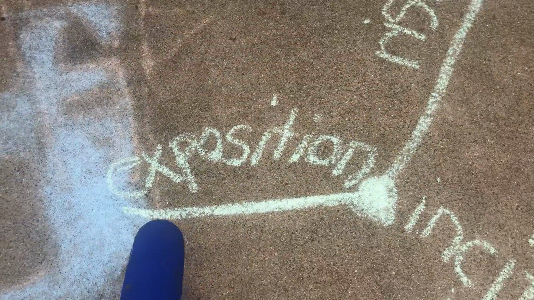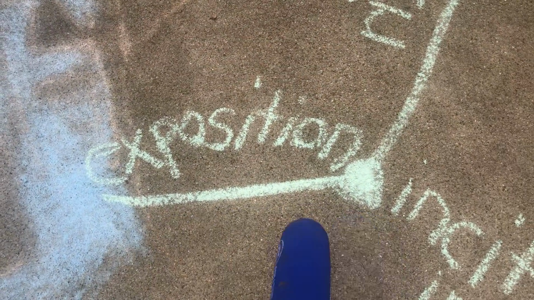So first, authors usually start with the exposition, and the exposition has a flat line on purpose because there isn't any action happening. So the story is just kind of flat. This is where the author introduces the characters and the setting so that we know who is in the story before the action really gets started.